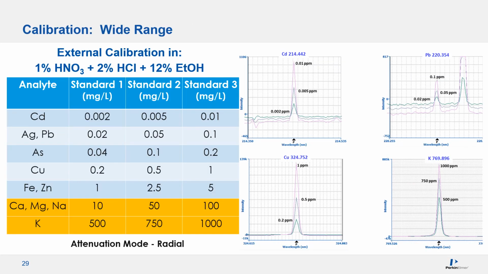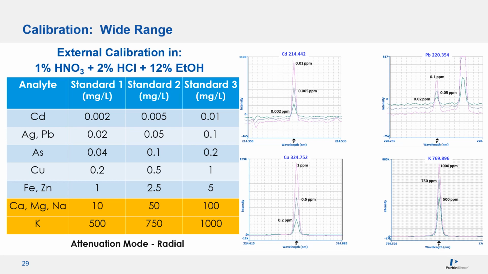So let's take a look at the calibration. We've made our calibration standards in 1% nitric plus 2% hydrochloric acid and 12% ethanol. Most of the analytes we analyzed in radial mode, and we can see our cadmium was our lowest expected concentration, so we calibrated from 0.002 parts per million up to 0.01 parts per million. And then for our minerals, we analyzed those in attenuation radial mode, with potassium being the highest. We calibrate that up to 1,000 ppm.